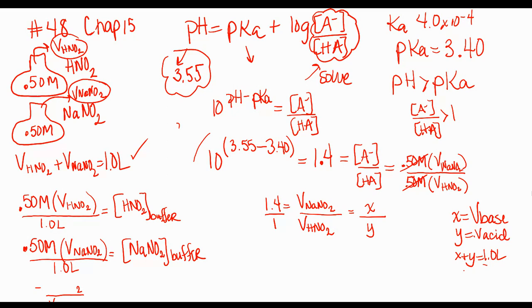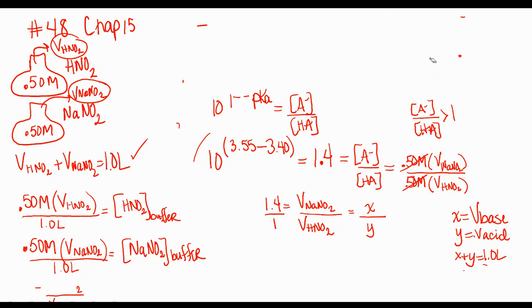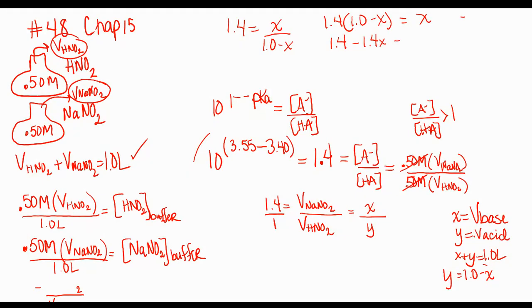Okay, so I'm going to erase this top part so I have a little more room. So this is what this would look like. 1.4 equals X over 1.0 minus X, right? Because if I solve for X, Y is equal to 1.0 minus X, because we can't have two unknowns, right? So we're making a substitution there. So if I solve for this, 1.4 times 1 minus X equals X. That's 1.4 minus 1.4X equals X. And then this is like a 1 there, so I'm going to add that to the other side.